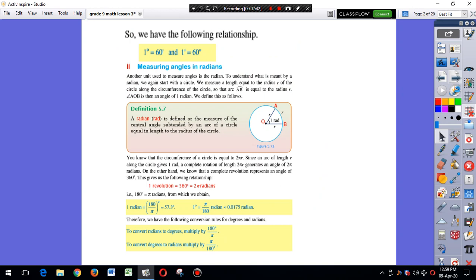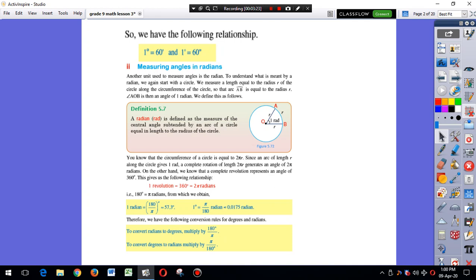We define this as follows. A radian or rad is defined as the measure of the central angle subtended by an arc of a circle equal in length to the radius of the circle. Which means if you are going to see angle AOB, which is formed by 2 radii of the circle and the subtended arc, clearly we can see here the length of the subtended arc AB equals the radius of the circle. That's why we call it radian or rad.